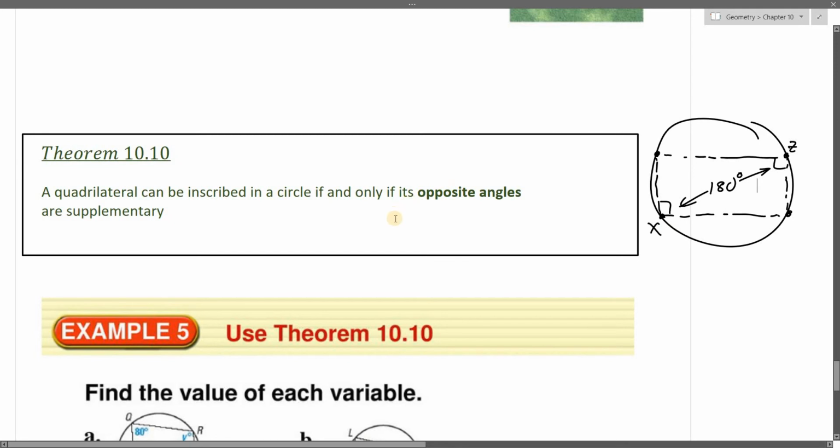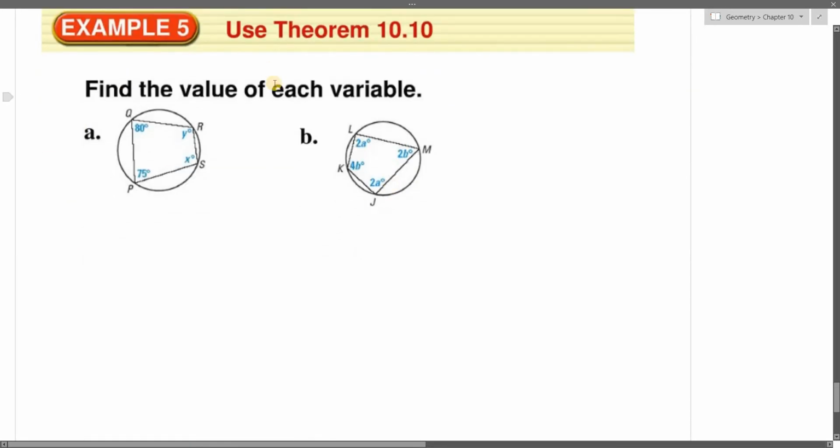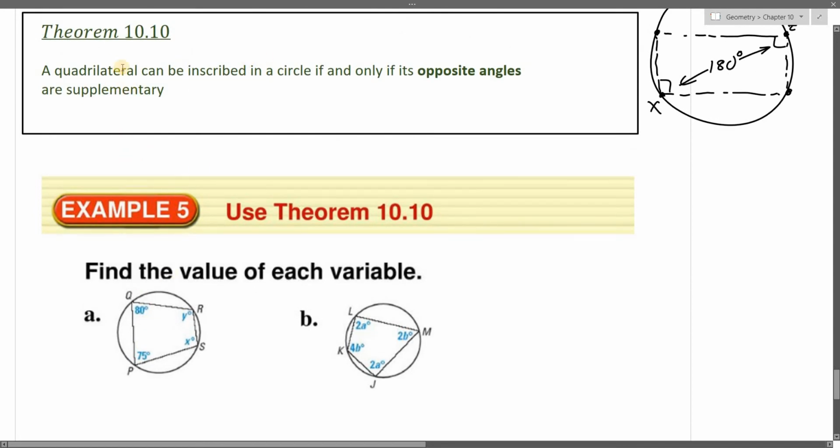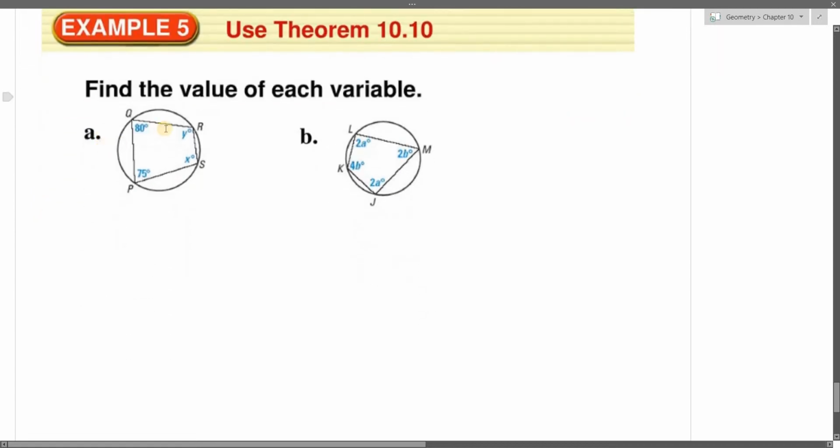All right, let's look at example 5. So you've got quadrilaterals that are inscribed in a circle, and it says find the value of each variable. Well, if they're truly inscribed in a circle, you have to say, well, the opposite ones add up to what number? It didn't say that they were equal. That's not what it says. The quadrilateral can be inscribed in a circle if and only if its opposite angles are supplementary. And so what we're going to say is that you're going to link the 75 and the y, and they have to add up to 180.